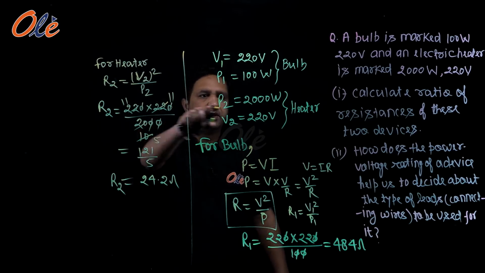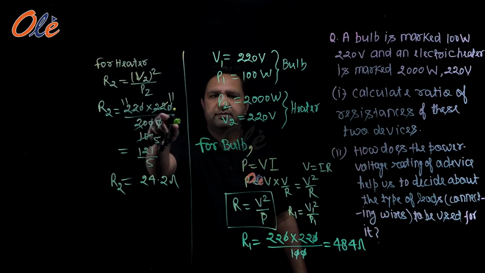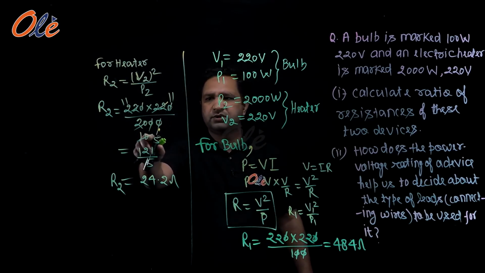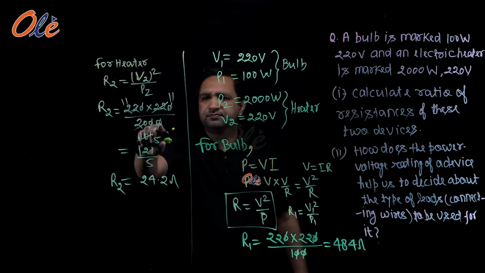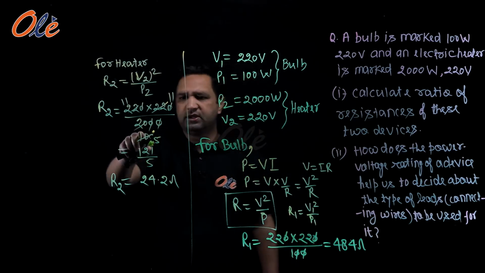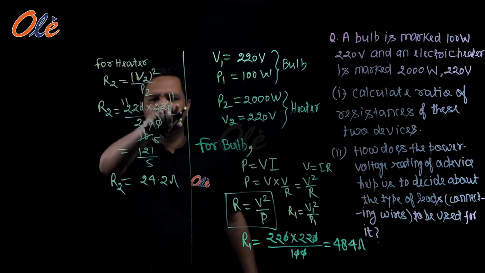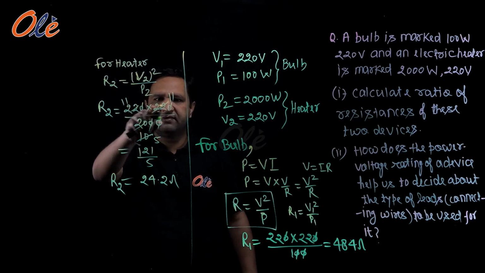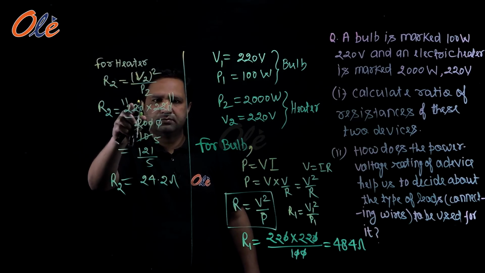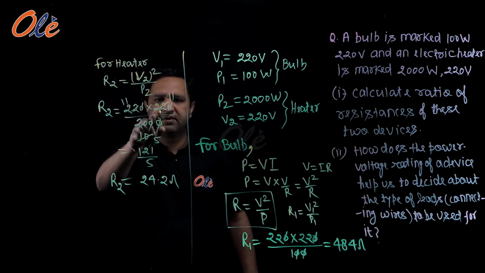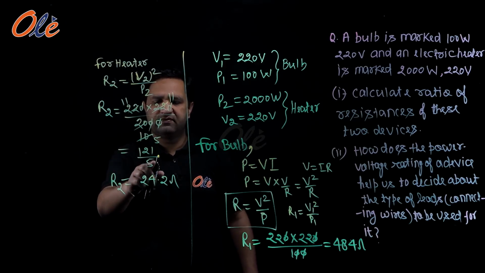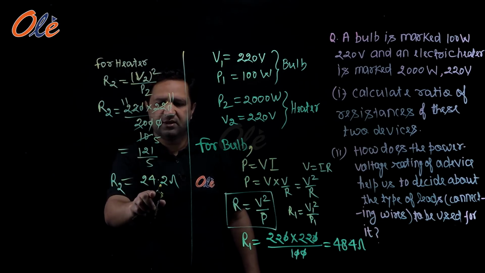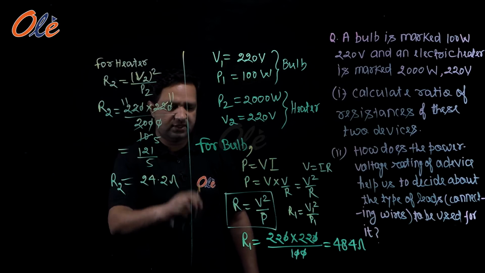Once again, 220 multiplied by 220 upon 2000. This will be cancelled out, and 20. 2 10s are 20, 11, and then again 11, 2 5s are 10, 11 into 11, 121 upon 5, 5 2s are 10, 5 4s are 20, and 5 2s are 10, 24.2.